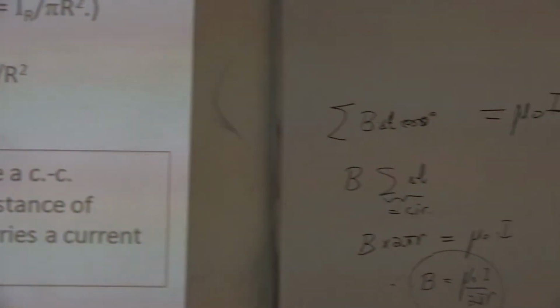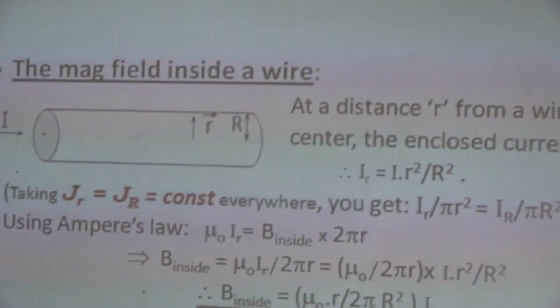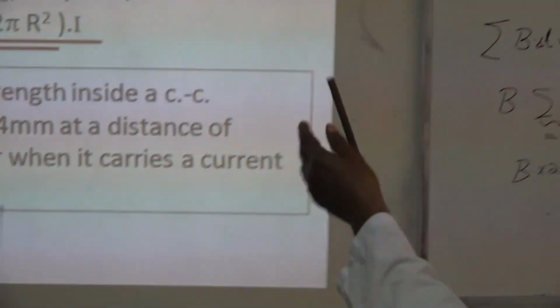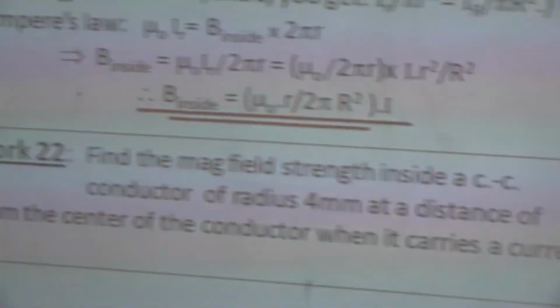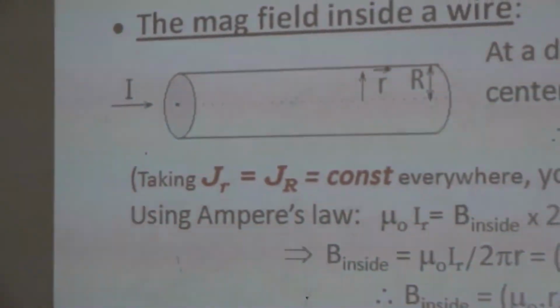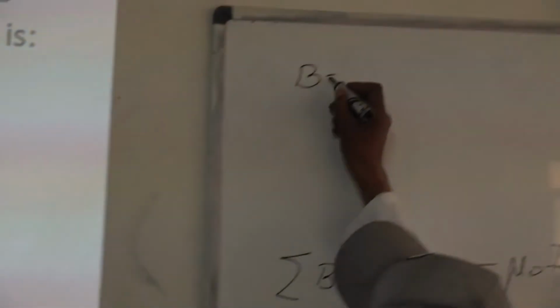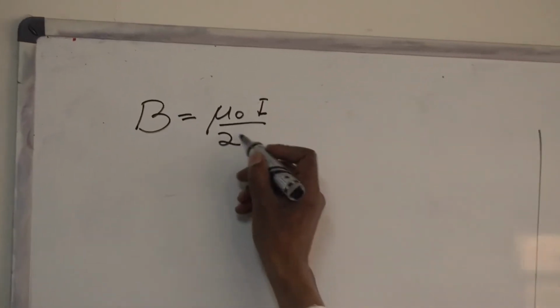Let's come over here. Inside a thick wire like this, as you see in the drawing. And so to find the magnetic field strength, we apply Ampere's law. We say B equals mu 0 I over 2 pi r.